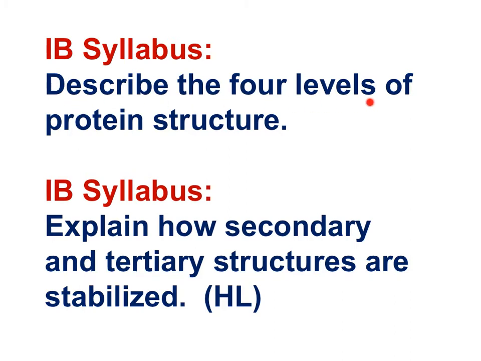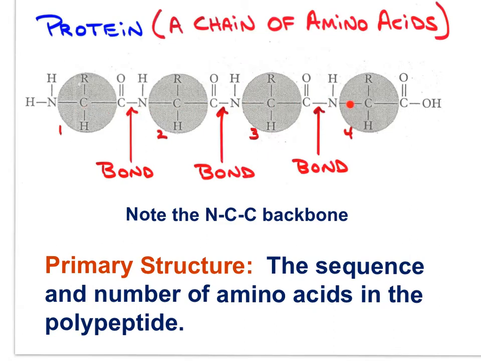Describe the 4 levels of protein structure. Explain how secondary and tertiary structures are stabilized. Here is a polypeptide consisting of 4 amino acids held together by 3 peptide bonds. The primary structure of a protein is held together by peptide bonds. The primary structure is the number and order or sequence of the amino acids in a protein.